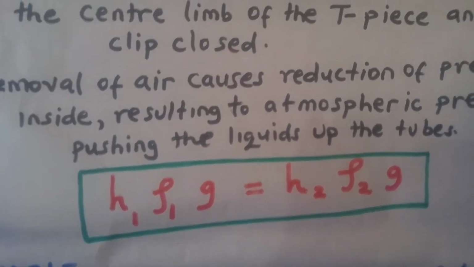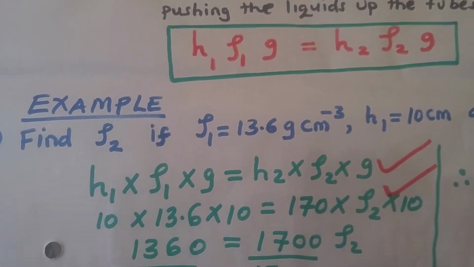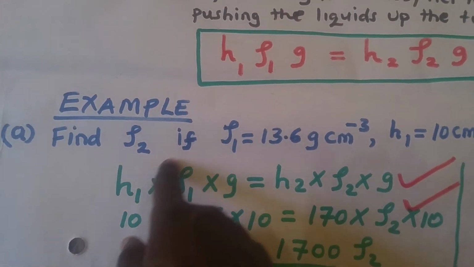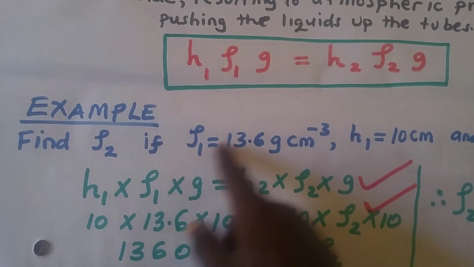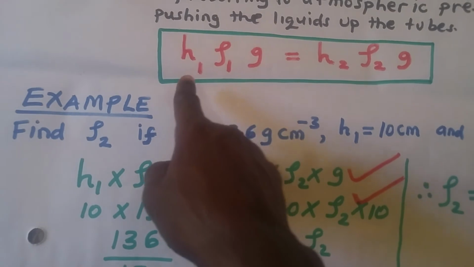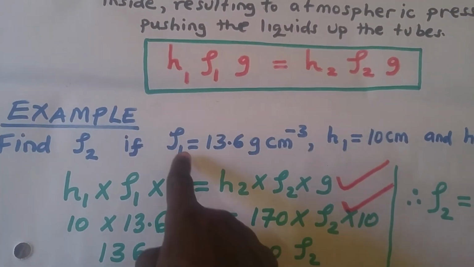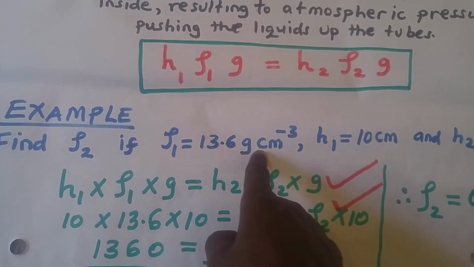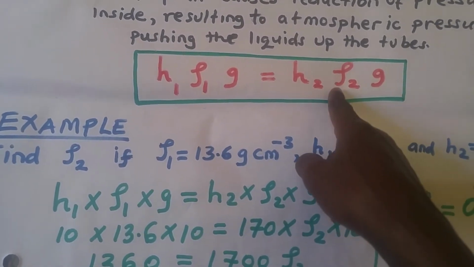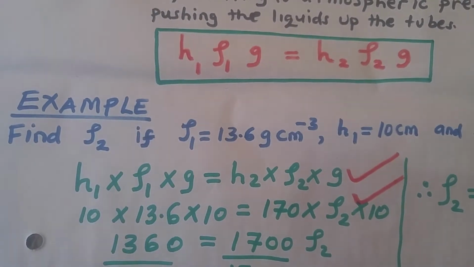So let us see an example of a question. For example, find the density 2 if density 1 is given. You know, when they want you to find the density 2, it means all the other things have been given. H1 is there, you see, H1 is 10 centimeters. Density 1 is also given, you see, 13.6 grams per centimeter cubed. So if they want one of them, like here they are saying find the density 2, it means all the other things have been given.